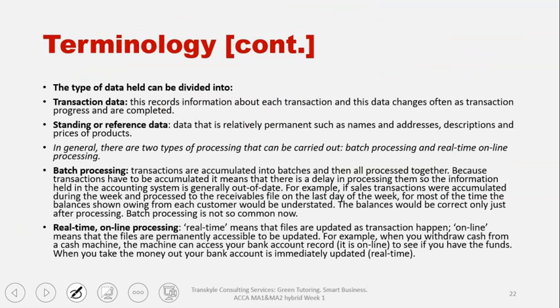Now the type of data held can be divided into transaction data. This records information about each transaction, and this data changes often as transactions progress and are completed. But we also have what is called standing or reference data. The data that is relatively permanent, such as names and addresses of customers or suppliers, descriptions and prices of products. That's standing data. They don't usually change. They remain as such for a long time.